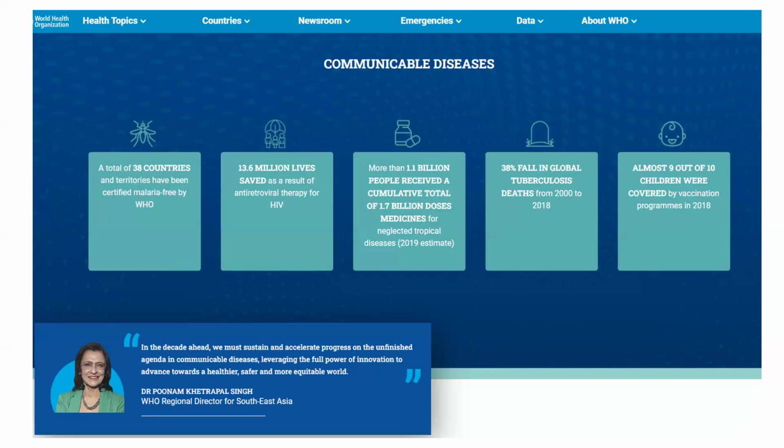13.6 million people have been saved by antiretroviral therapy for HIV. So HIV is something people don't care much about now. There's a drug for it. And similarly, for children, by 2018, 9 out of 10 children were fully vaccinated. So we don't have problems like that.